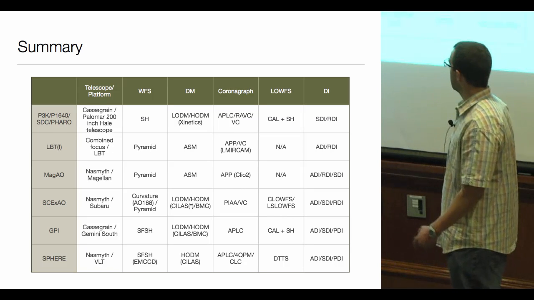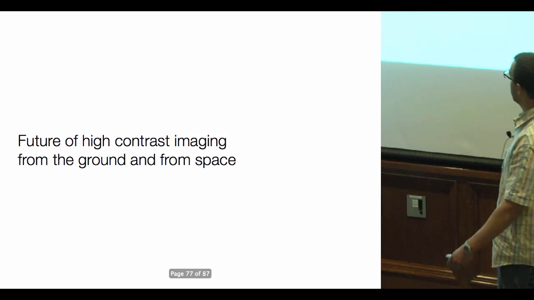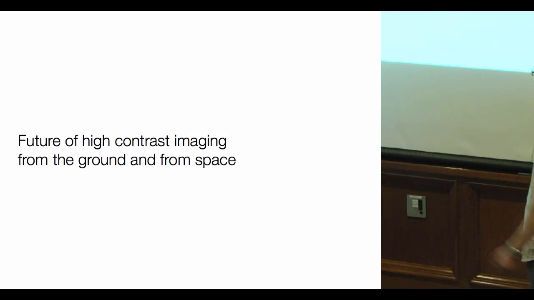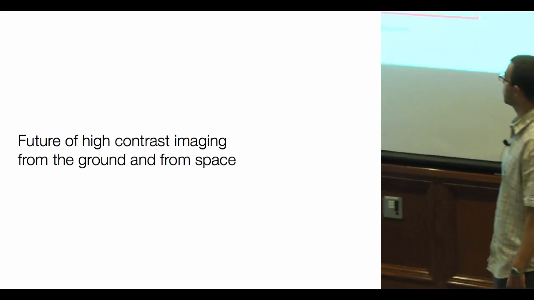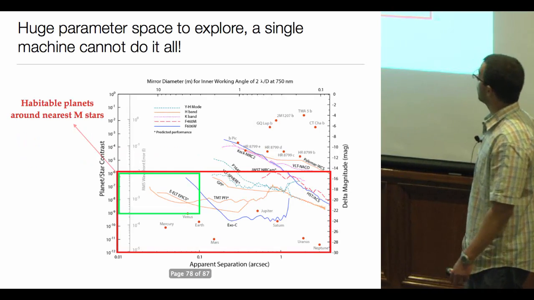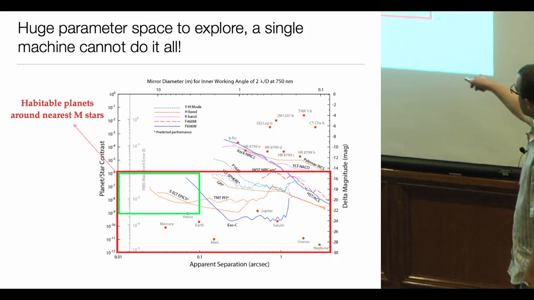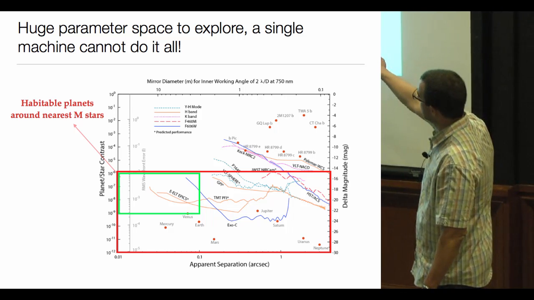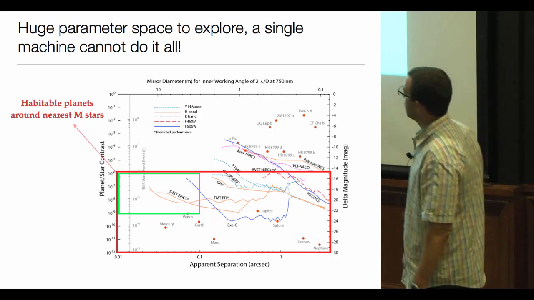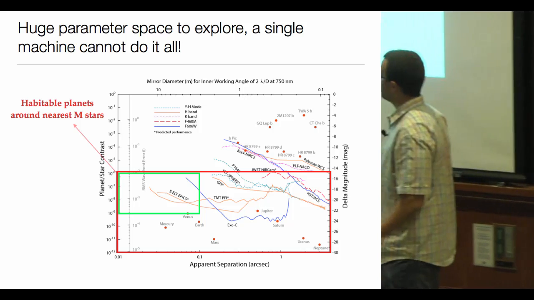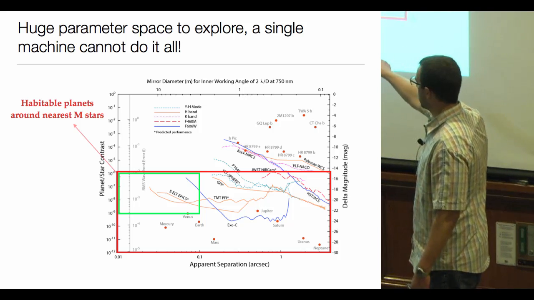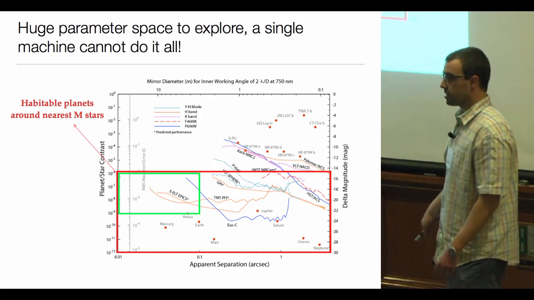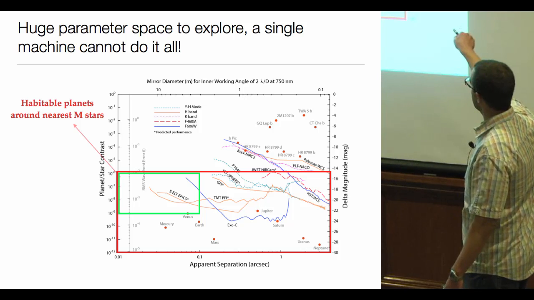So I'm not going to spend time on this. I only have a few minutes left, and I'm just going to introduce the future of fine contrast imaging from the ground and in space. Just a few more slides. So this is a nice plot made and maintained by Peter Lawson, showing the planet-star contrast as a function of separation.